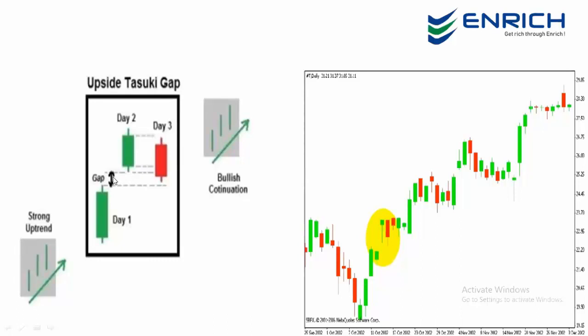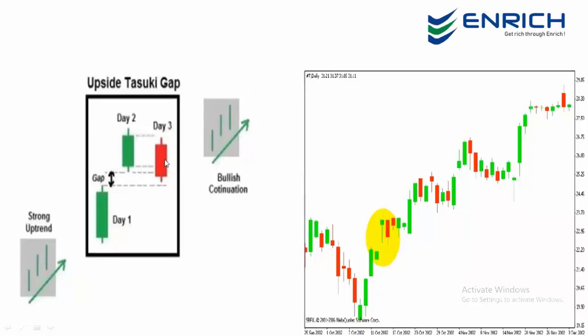So it is gapped above the close of the previous candle. This is the close of the previous candle, and this is the open of the second day candle. So there has been a beautiful gap over here, suggesting that this is a strong continuation pattern, okay?